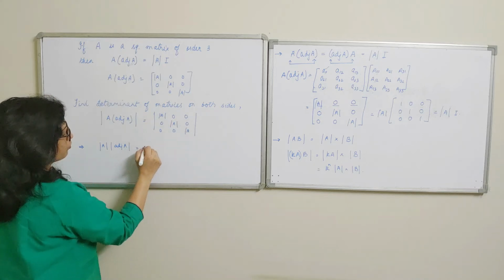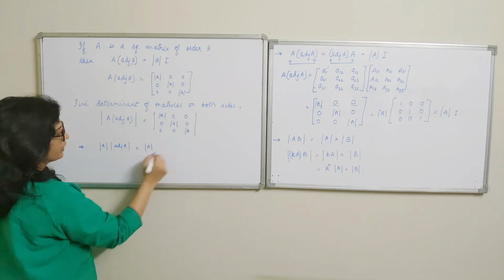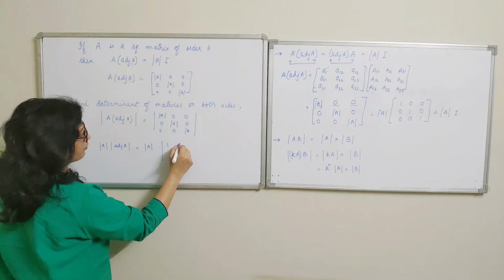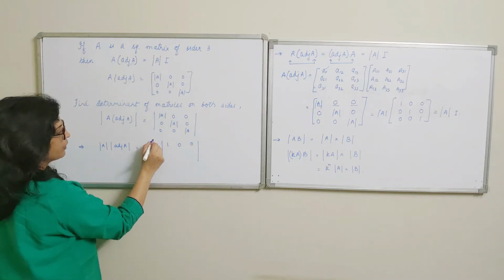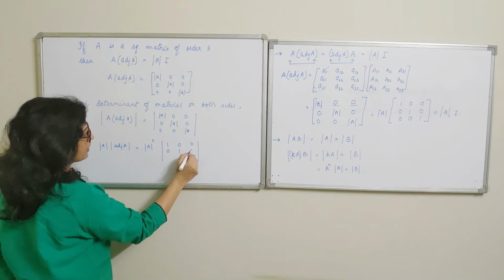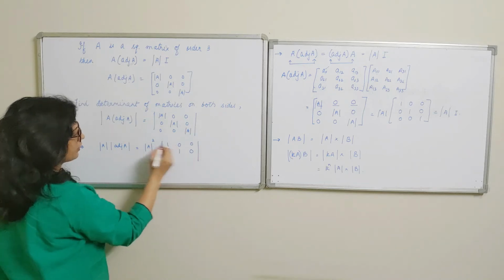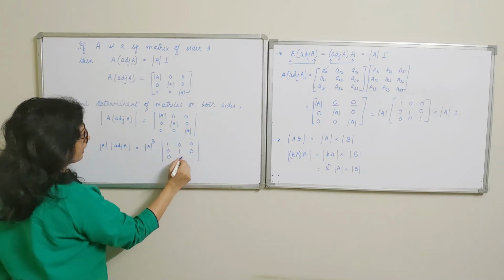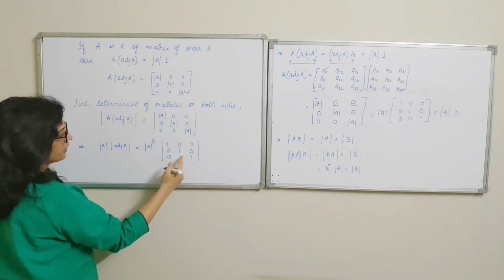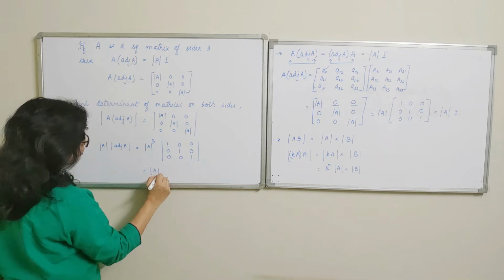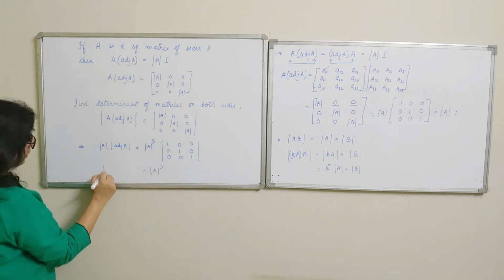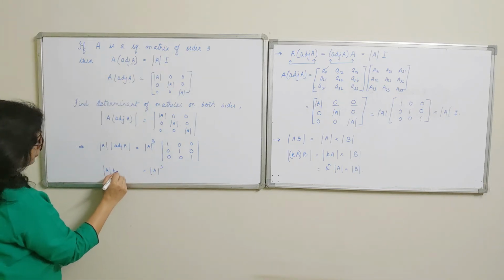On the right side, properties of determinants. In the first row, we can take determinant A common. So the first row will become 1, 0, 0. Second row, take determinant A common. So we have this. Third row, again take determinant A common. So finally we have this. And on finding the determinant of the identity matrix, we notice it is 1. So the expression that we get here is this.